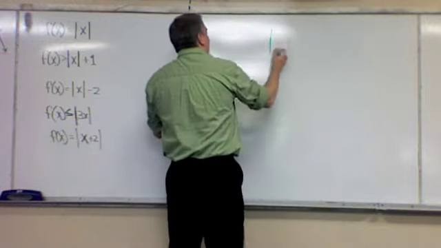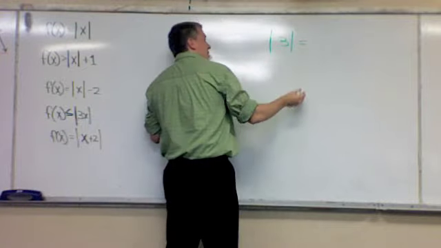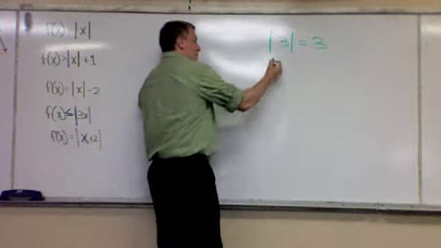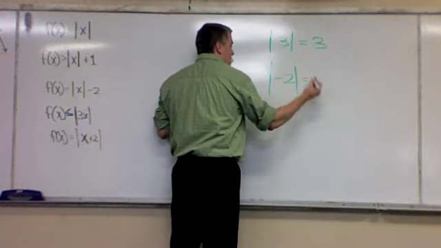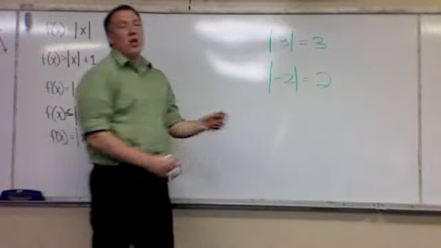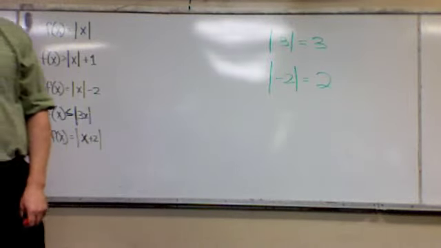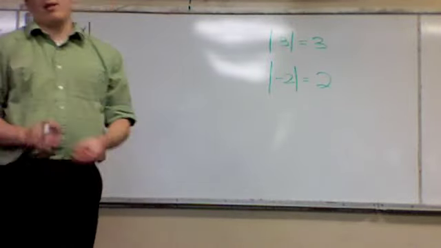All right, the absolute value of 3 is 3. You did nothing. It's still 3. The absolute value of negative 2 is 2. What did you do? Opposite. It's the opposite. Mirror image. You did the opposite.